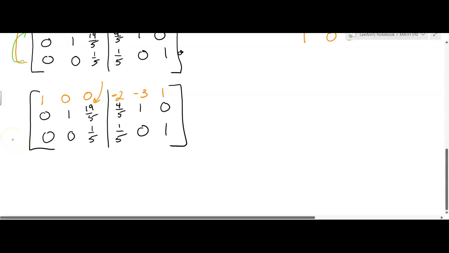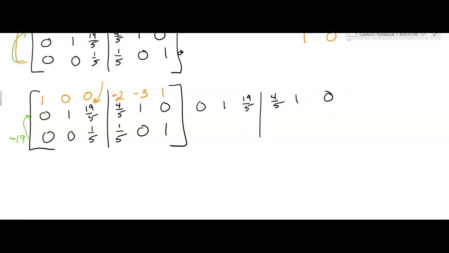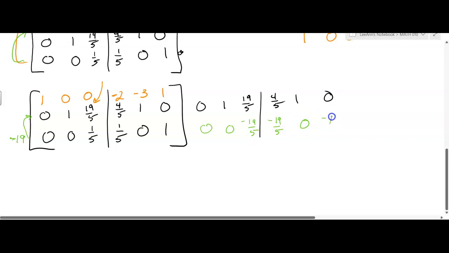Actually, there's two more things we have to do. We could multiply by negative 19, and that would take care of it, right? And then I'm going to add it to the middle row. My middle row right now is 0, 1, 19/5, 4/5, 1, 0. And now that temporary multiplication is going to be 0, 0, negative 19/5, negative 19/5, 0, and negative 19. And then we're going to add those together.